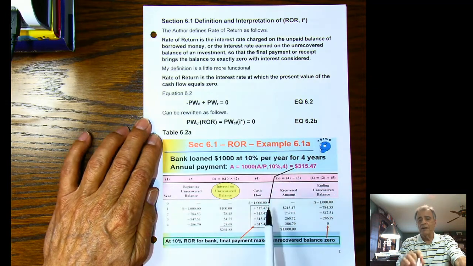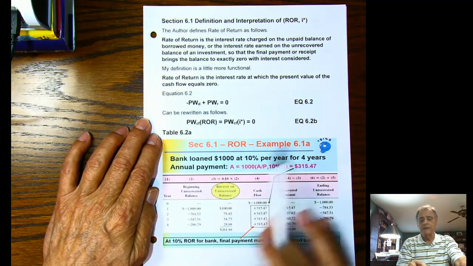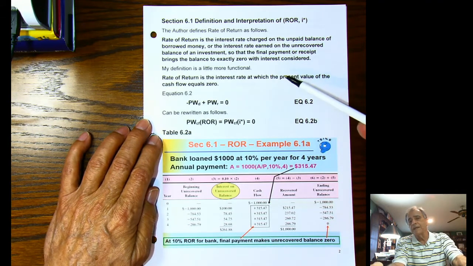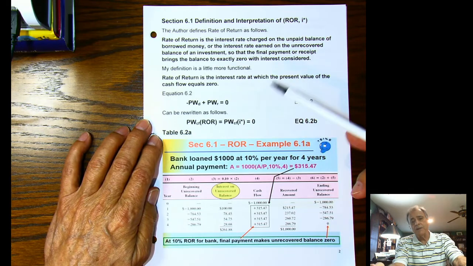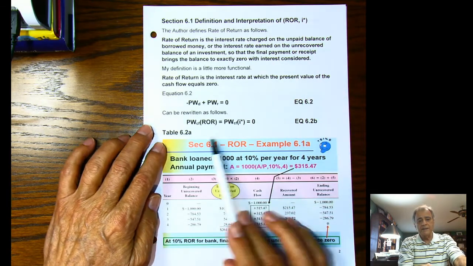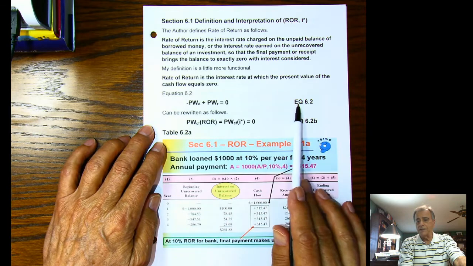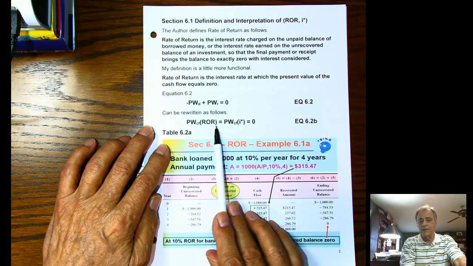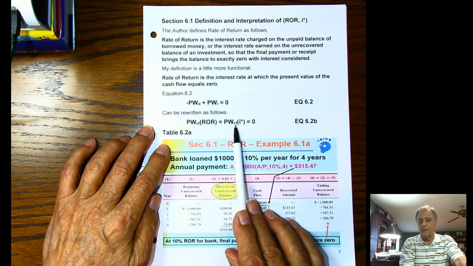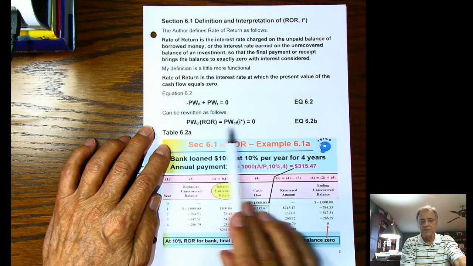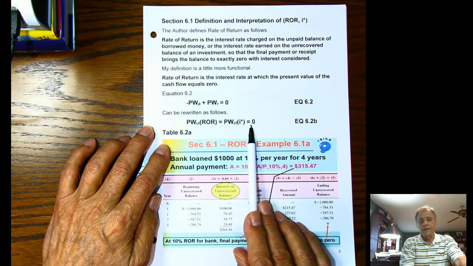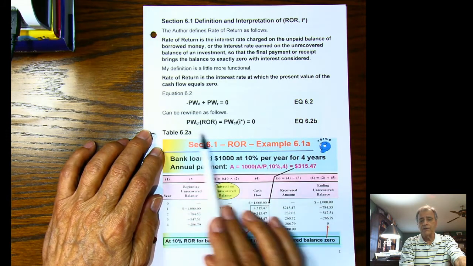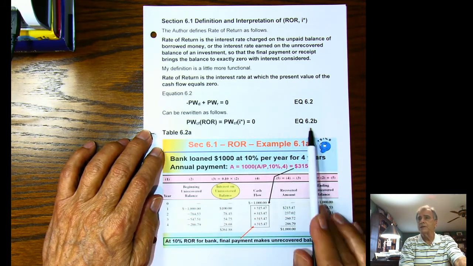I'm just saying, rather than talking about disbursements and receipts, I just say the cash flow, because if it's a disbursement, the cash flow is negative. And if it's a receipt, the cash flow is positive. So I basically say this equation 6.2 could be written as the present worth of the cash flow at the rate of return equals zero, and I'm substituting i star for the rate of return. So when we're solving for i star, we have to solve this equation basically.